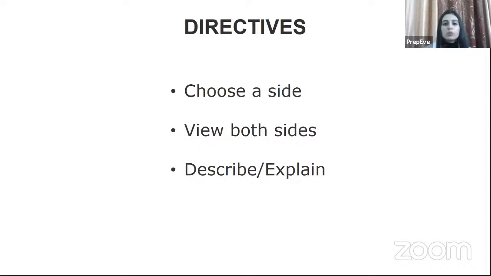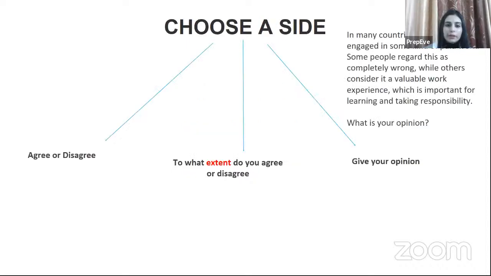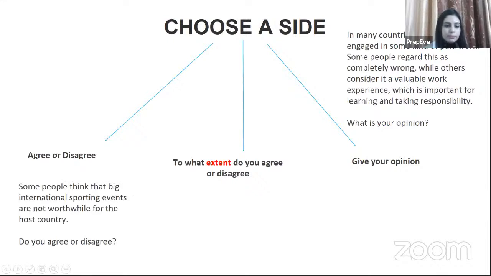Now here, each one of these is subdivided. So when it comes to choose a side, the directives would look like agree or disagree, to what extent do you agree or disagree, and give your opinion. So in this case, you basically favor one thing more than the other. Okay, so you basically are inclined towards one thing more than the other. So agree or disagree would look something like this.